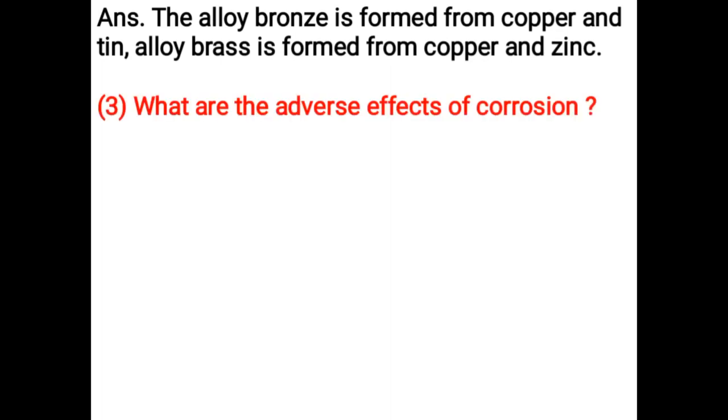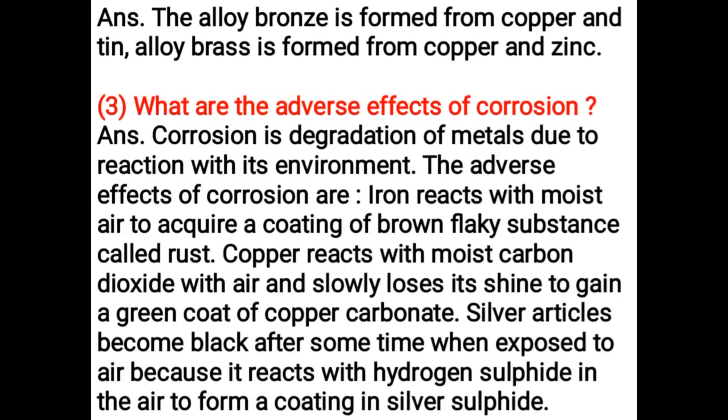What are the adverse effects of corrosion? Corrosion is degradation of metals due to reaction with their environment. The adverse effects of corrosion are: iron reacts with moist air to acquire a coating of brown flaky substance called rust. Copper reacts with moist carbon dioxide in air and slowly loses its shine to gain a green coat of copper carbonate. Silver articles become black after some time when exposed to air because they react with hydrogen sulfide in the air to form a coating of silver sulfide.